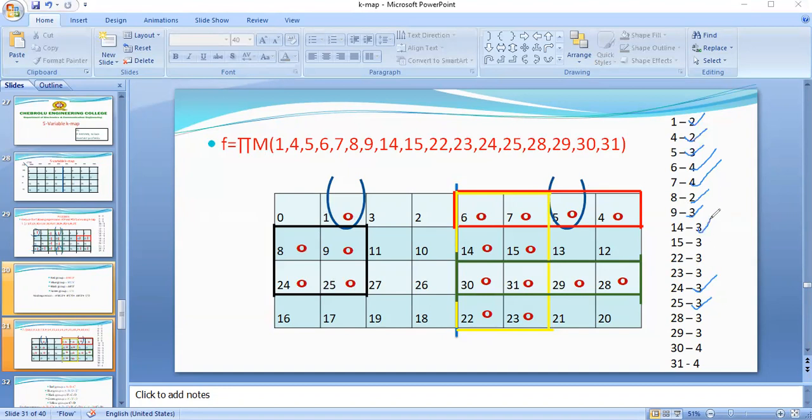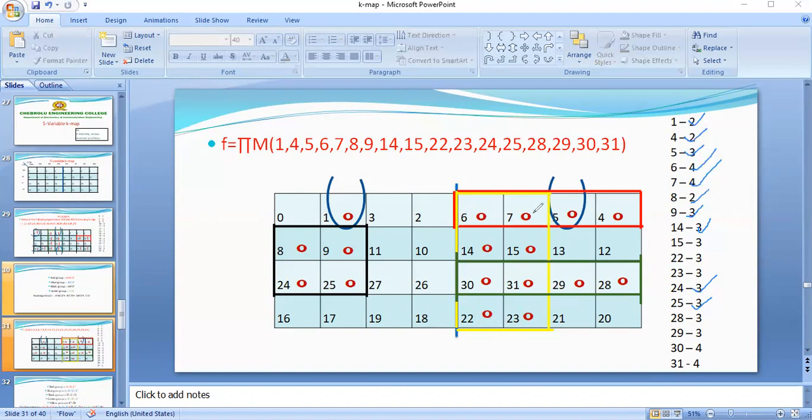After that, I'm considering 14. So where is 14? Here is 14. With this 14, can we group 16? Is there any possibility? No. But we can group 8 cells.